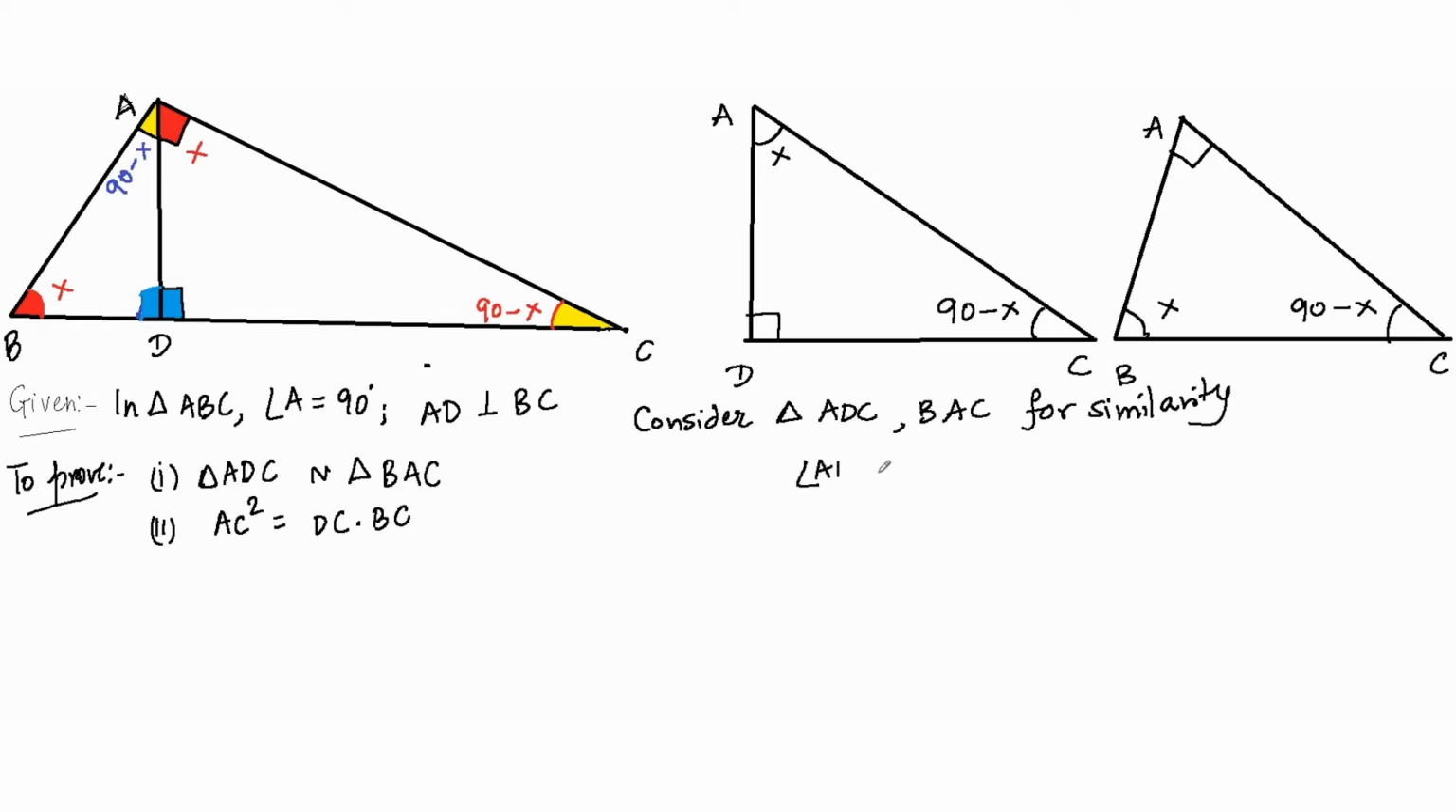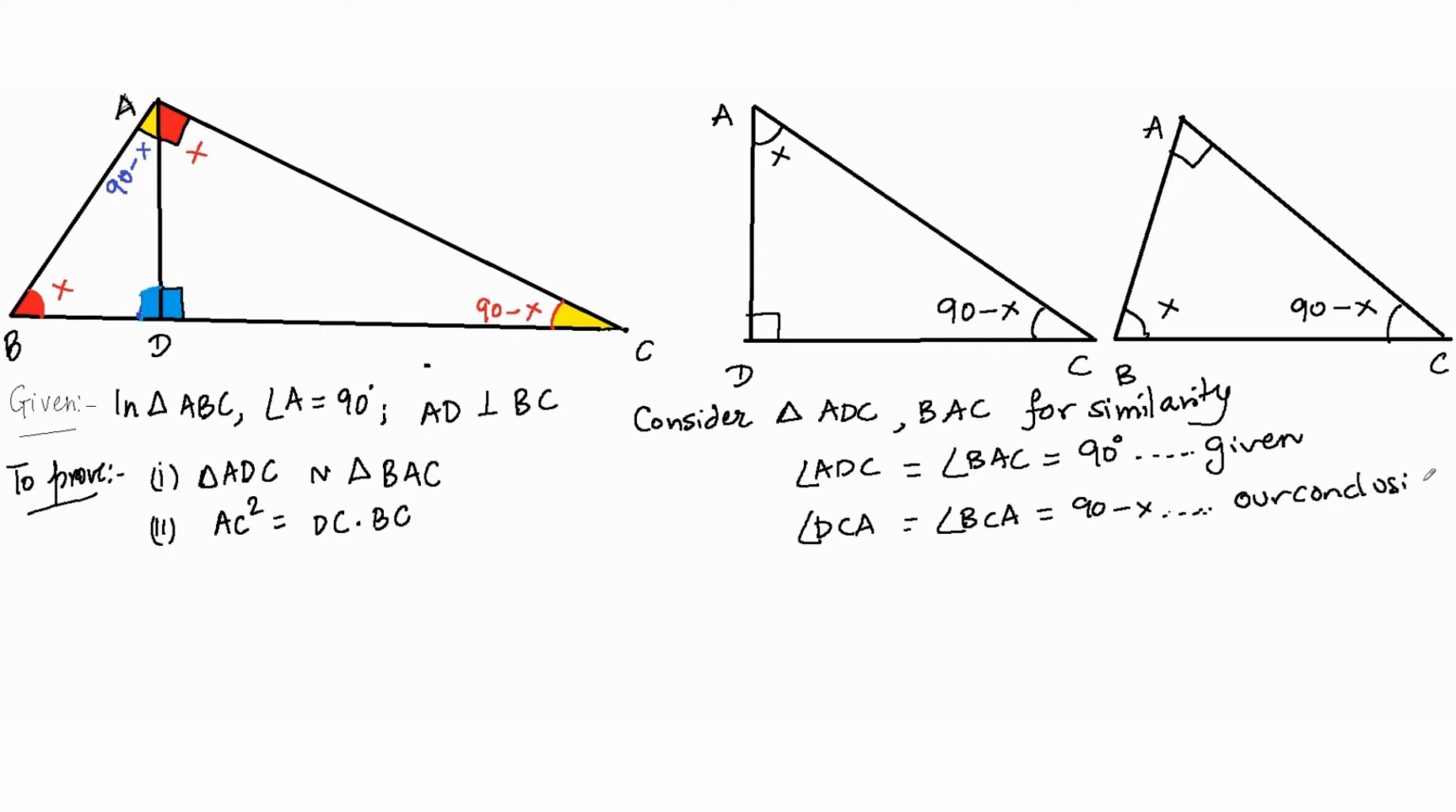So angle ADC is equal to angle BAC, which is equal to 90 degrees. That is because this is given in the question. And also angle DCA is equal to angle BCA, which is equal to 90 minus X, right? And this is by our conclusion, right? So of course you will have to write the derivation of all the angles as we wrote the last time. You'll have to write it here as well.